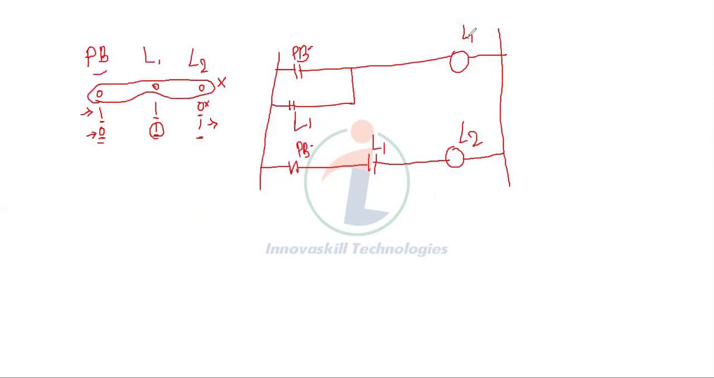So even if L1 is on also, L2 will not get activated at this condition. Now if you release the push button, what will happen is L1 will be on continuously due to this latching, and since this is NC, what will happen? Now supply will be flowing through this and L1 will also be on due to this latching, and now L2 will get activated. So this is the concept of interlocking here.